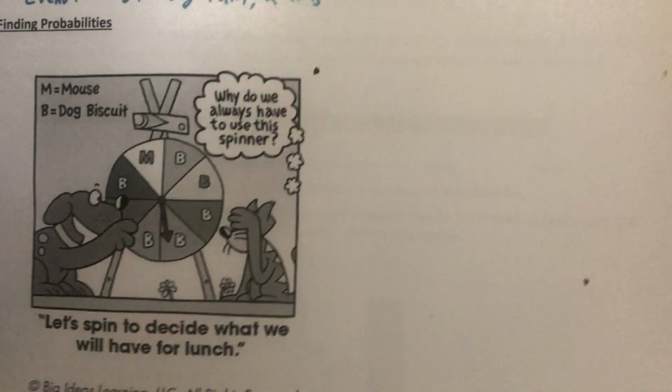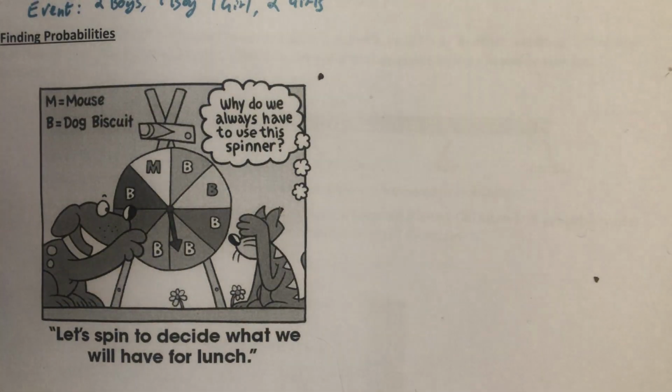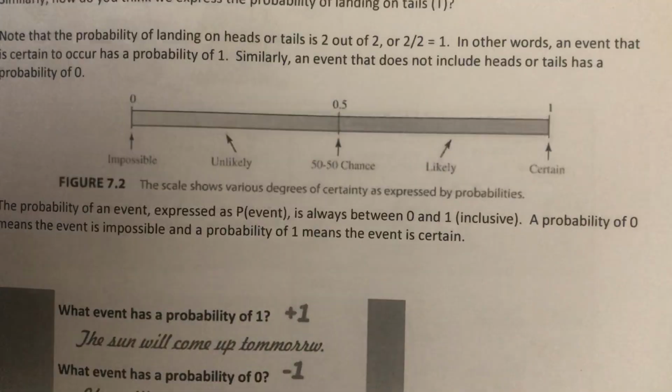All right, so we have a cat, we have a dog, and they are spinning to find out what to have for lunch. Dog's happy, cat, not so much.